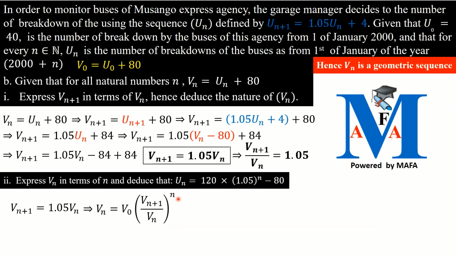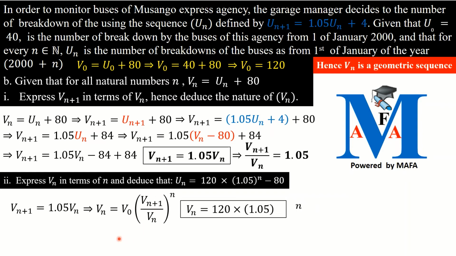So it means that we can now get our v0, since we have vn plus 1 divided by vn. Our v0 is just equal to u0 plus 80, but we have information about U0. Our U0 is 40, so our V0 is 40 plus 80, which is 120. So we come back here and refit all the missing terms, and we get our Vn to be V0, which is 120, and then Vn plus 1 divided by Vn is 1.05. Then I raise it to the power n. So I have expressed V of n in terms of n.